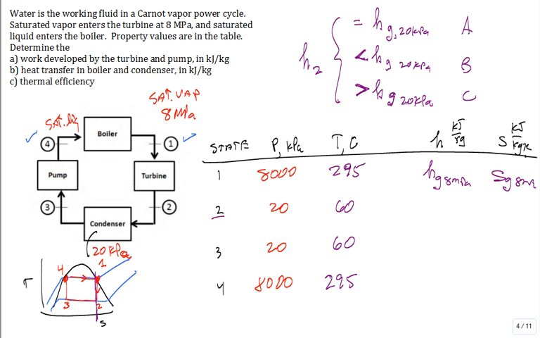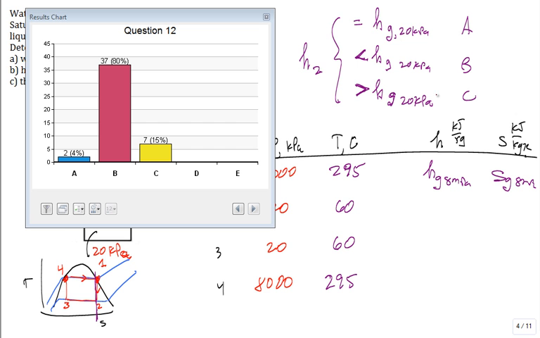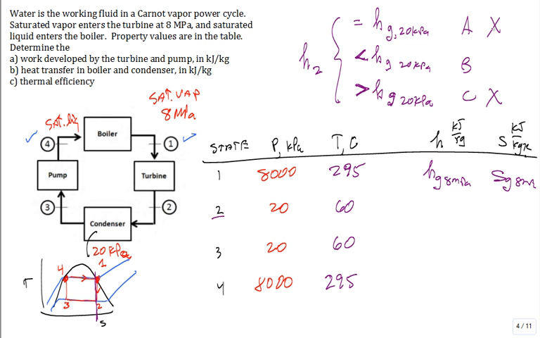I'm going to stop. All right, let's show the results. So B, which says that H2 is less than the saturated vapor enthalpy at 20 kPa. It's true, right? It's not superheated, right? And it's not saturated vapor at 20 kPa, right? So B is the correct answer. Does that make sense? So how do I find this value at 2? How do I find H2?